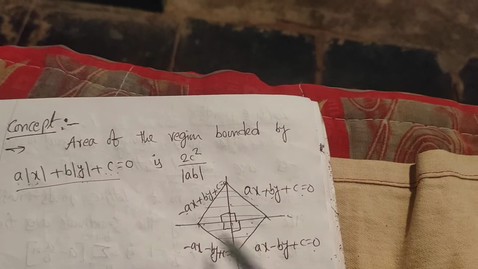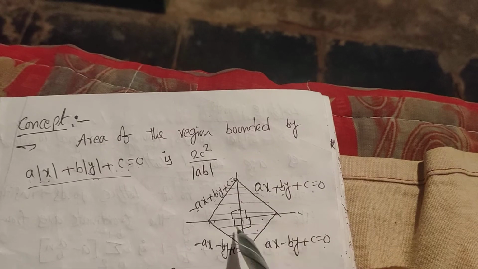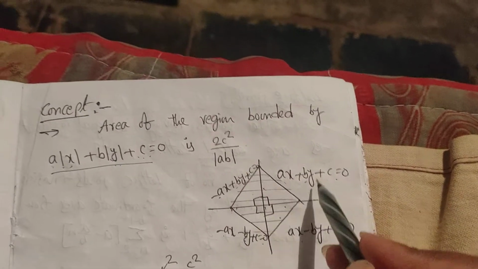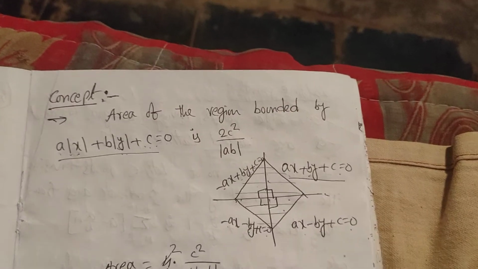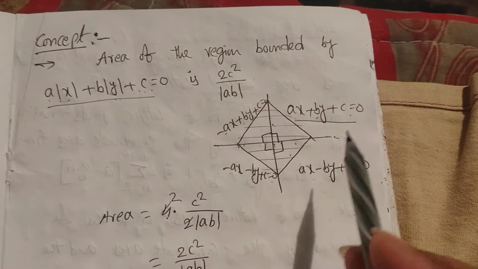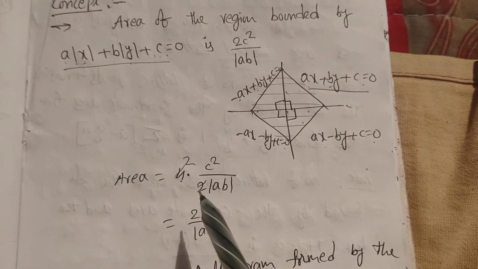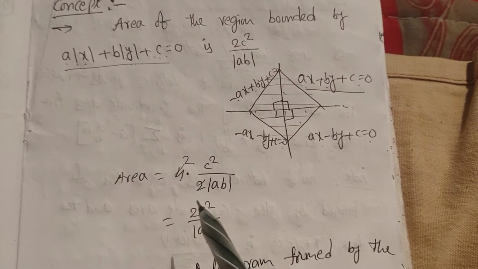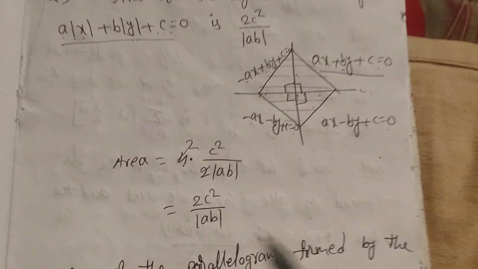a. So this is equal to 4 times the area of one right angle triangle, which is nothing but c square by 2 into modulus of ab. I explained about this one in the previous note. So that is equal to 4 times c square by 2 into modulus of ab. Here 4 and 2 cancel, so totally we have 2 into c square by modulus of ab. This is the answer for that question.